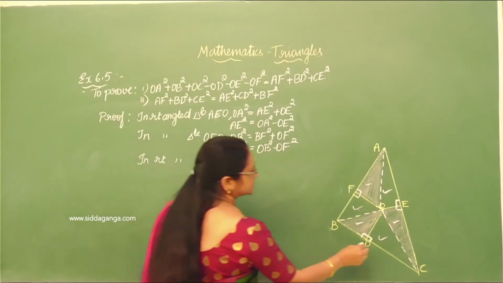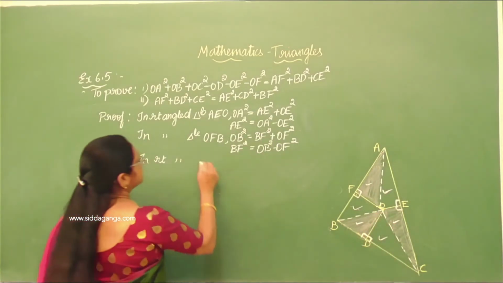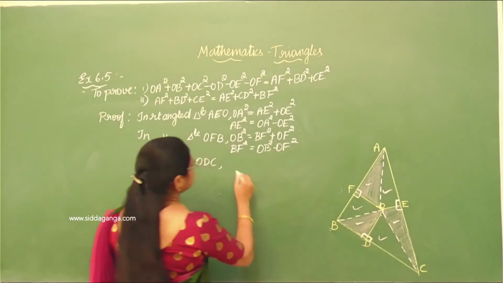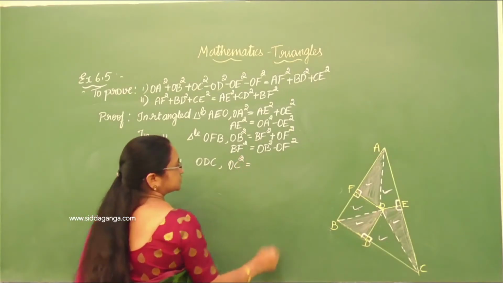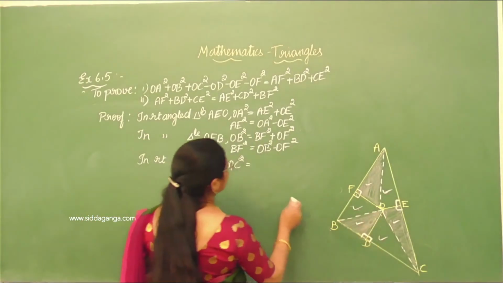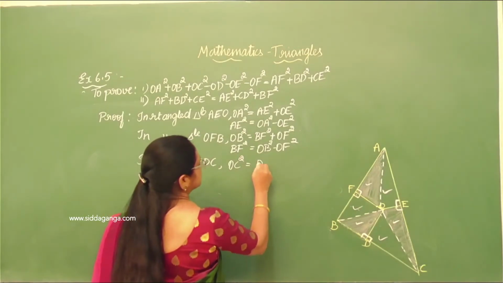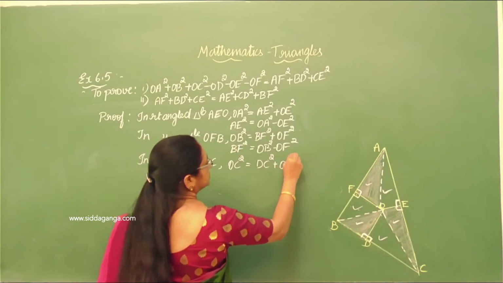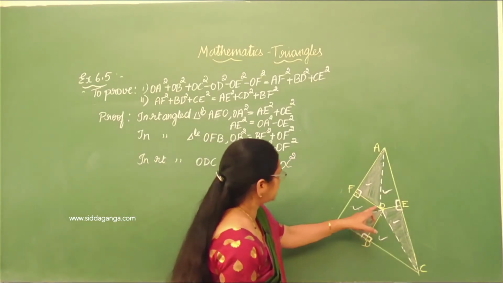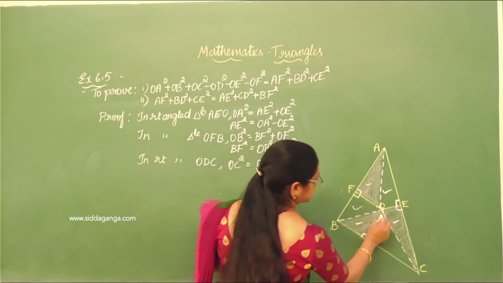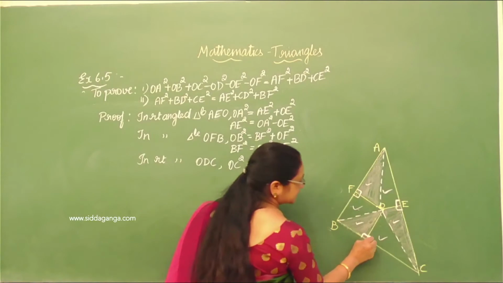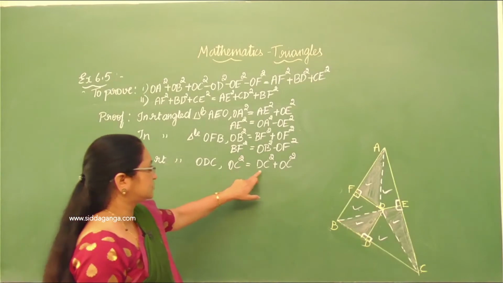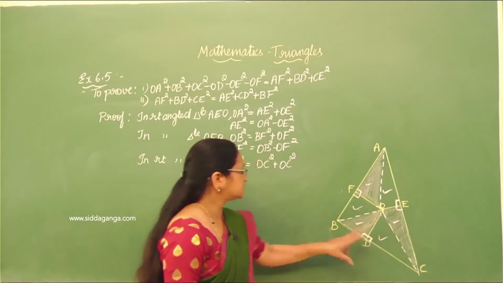Next, again in right angle triangle, another one, that is ODC. OC square is equal to DC. See, in triangle ODC, this triangle ODC, it is right angled at D. So OC is the hypotenuse. OC square is equal to DC square plus OD square.